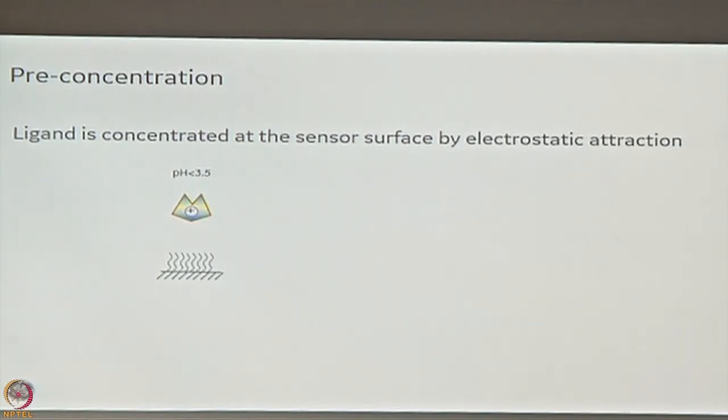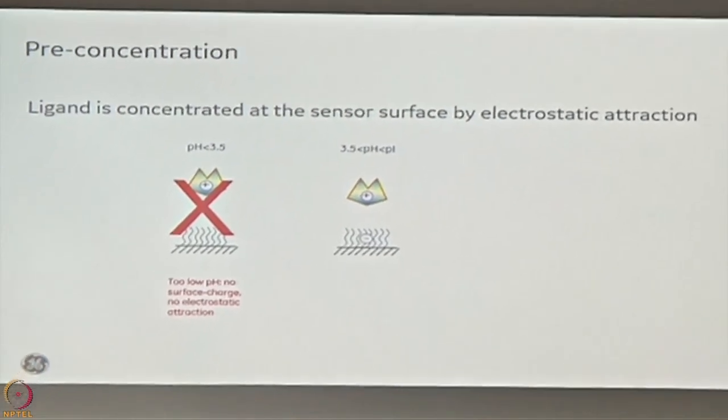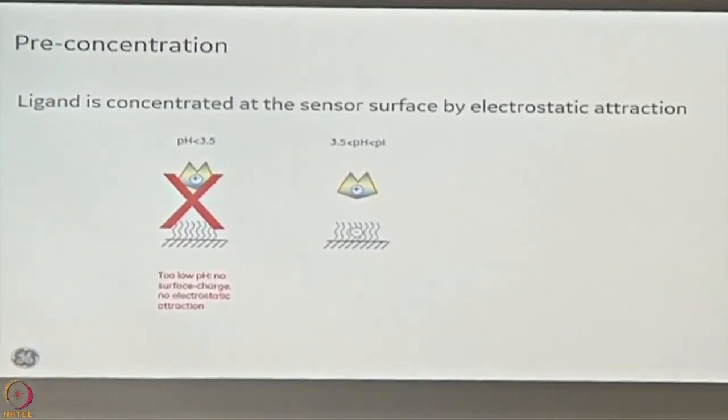And why are we talking about the attraction between the protein and the surface? Because we talked about covalent linkage, right? For the covalent linkage to happen, the protein has to come close enough to your surface so that a covalent bond can be formed. Okay, so a scenario where your pH is very low is typically not a good scenario to immobilize your ligand. You do not see immobilization. So it's too low for immobilization. Now, at a pH higher than 3.5, your surface actually attains a net negative charge. Okay?